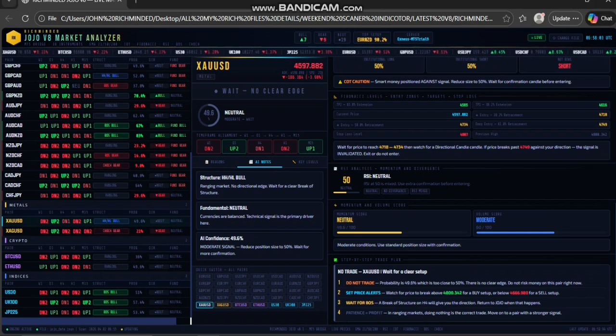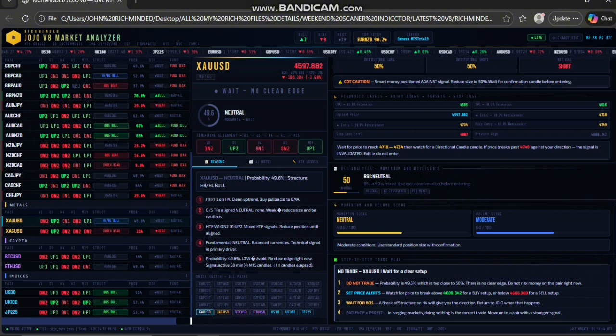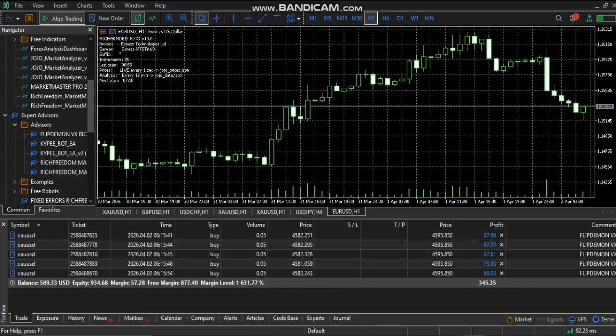And at exactly the right moment, the 23rd of March in the morning, the robot entered 5 buy positions right here. You can see the entry markers on the chart. Beautiful entries right at the base of what became a strong bullish move.